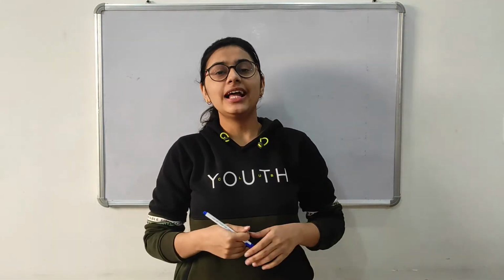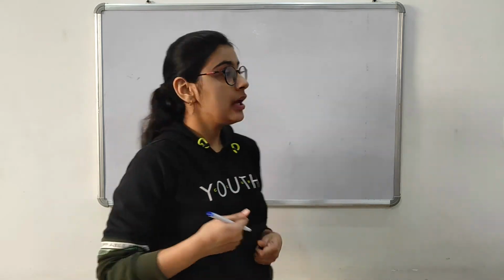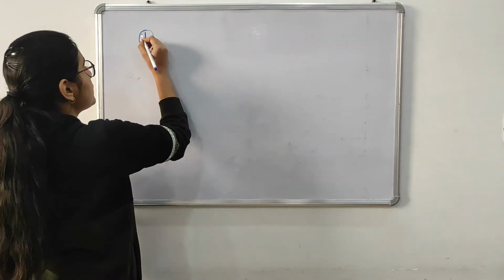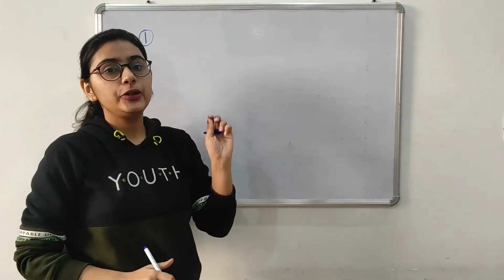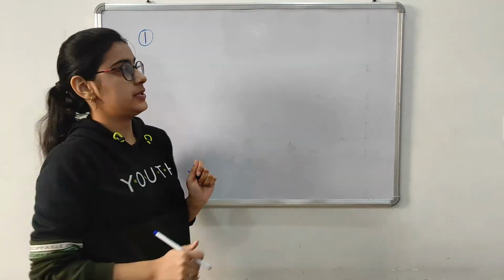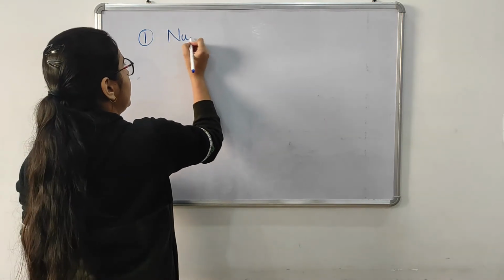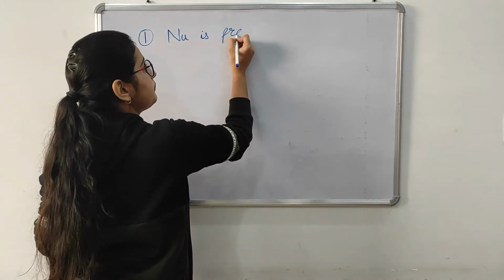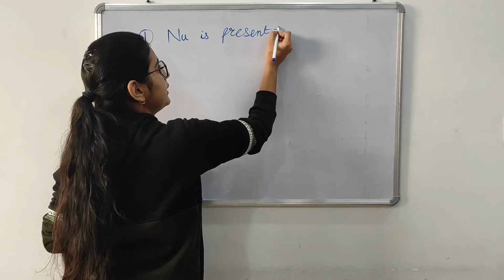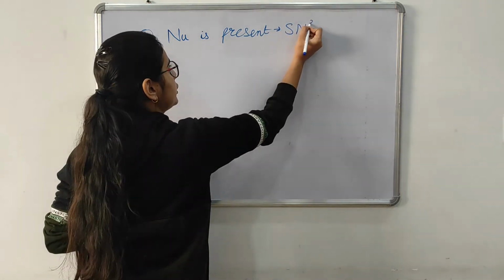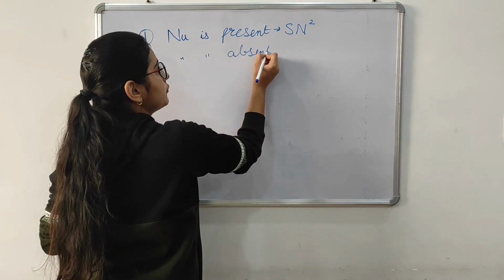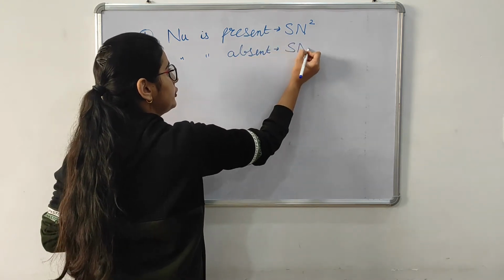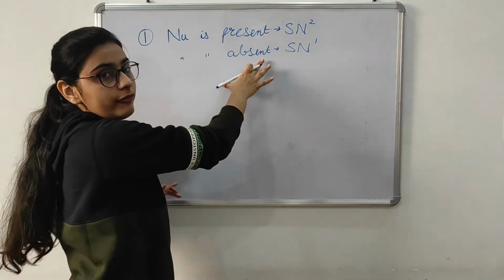Now, how will we identify whether it is an SN1 or SN2 reaction? So, we have basically 3 points. First is that we have to identify whether the nucleophile is present or absent. If a nucleophile is present, then it would be SN2 reaction, and if the nucleophile is absent, then it would be an SN1 reaction. I will tell you with the help of an example.